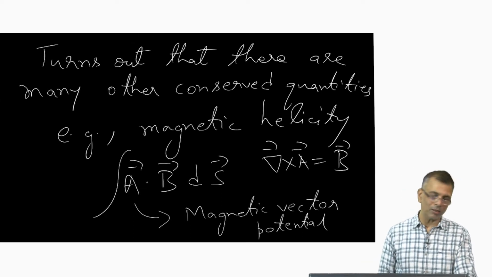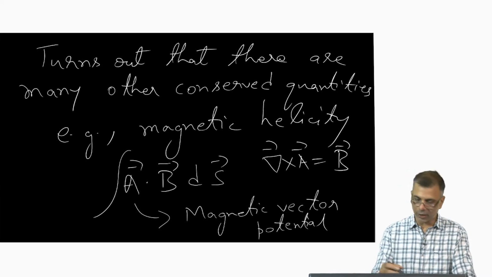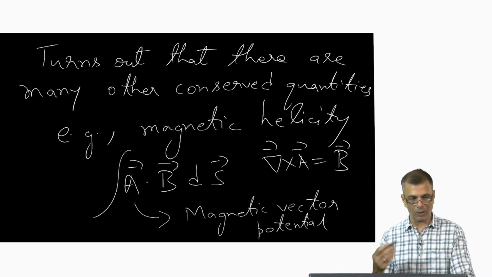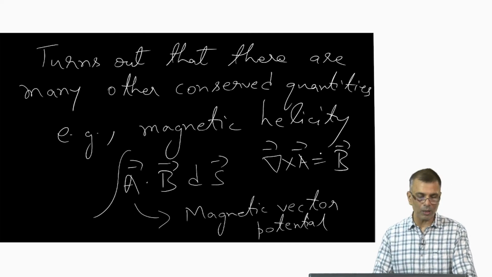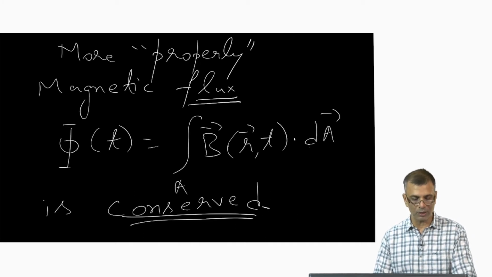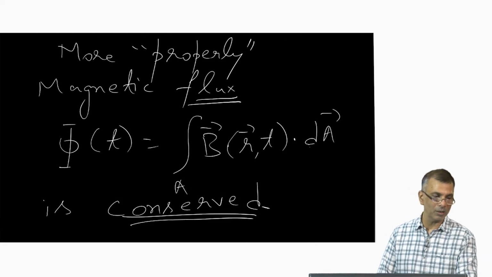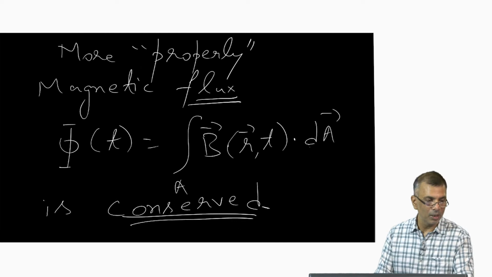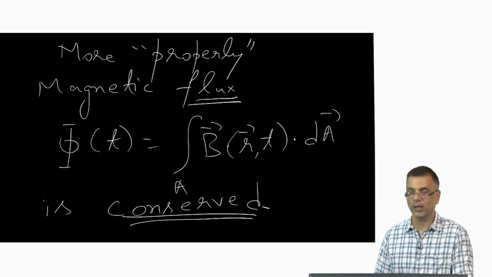Okay, there are many other quantities in MHD that are conserved. For instance, one important quantity is the magnetic helicity. We will concentrate our attention right now just on the magnetic flux. Okay, so the magnetic flux is conserved in ideal MHD, and ideal MHD essentially means that the conductivity is infinite.